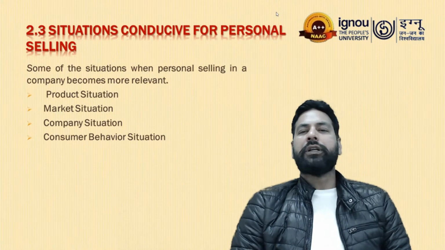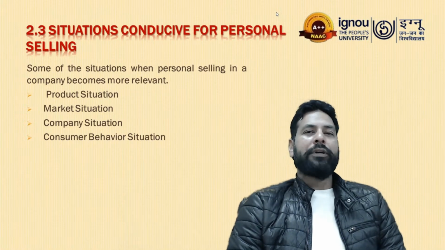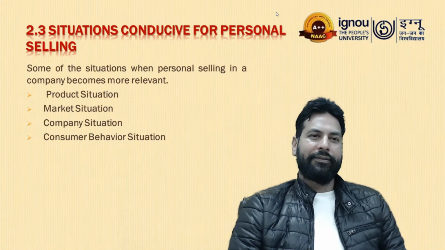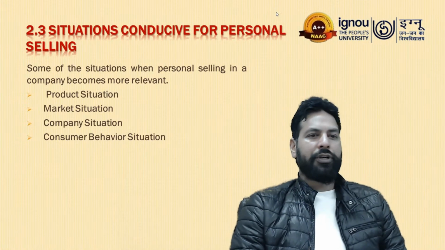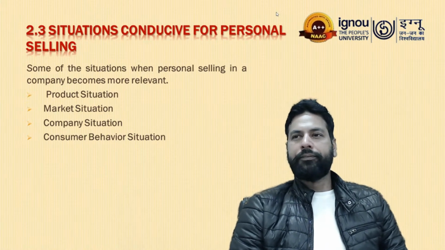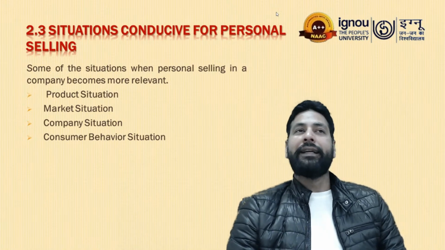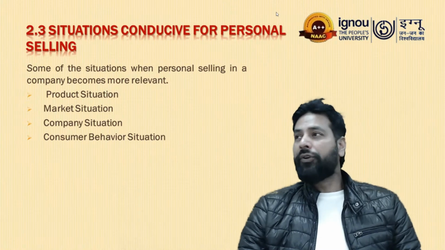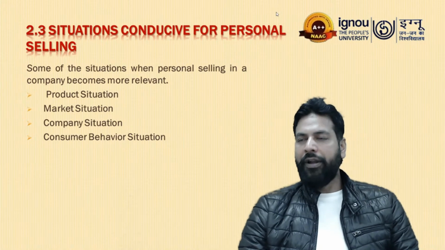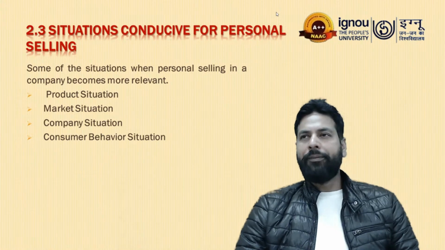Now we'll talk about situations conducive for personal selling. Why personal selling becomes important or vital is because of certain factors. The first is product situation, market situation, company situation, and consumer behavior situation. Product situation, I told you, is the complexity in the product. Market situation: it needs this because other competitors are also doing it. The market has become very dynamic. It keeps on changing. So it requires somebody to explain the things.